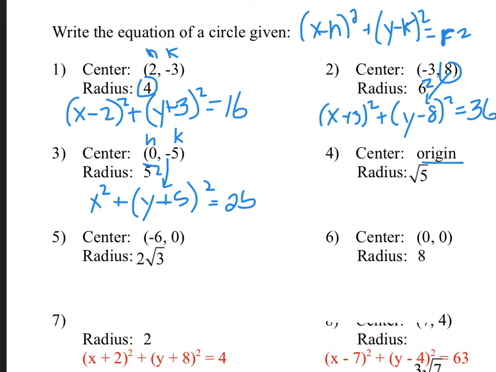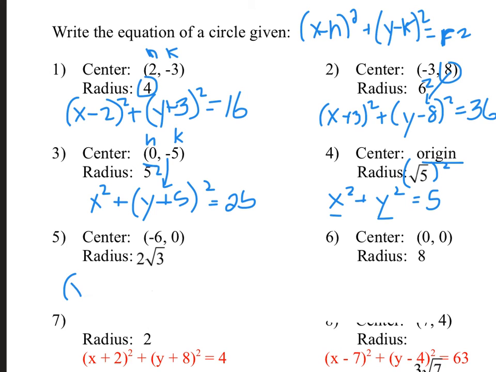If the center is the origin, we did a question like that on the other one. It's x squared plus y squared. We add nothing to both of these. And then we do the square root of 5 squared. So you can put that in your calculator or your app that is your calculator. And this radical 5 squared is just 5. Okay, so then something like this.